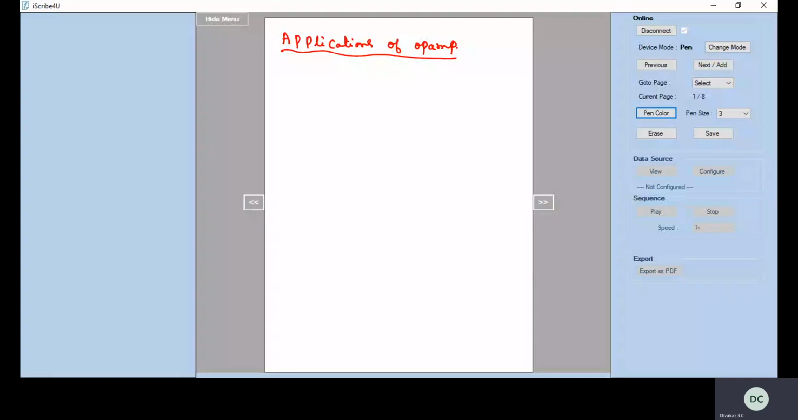Let us take now the applications of an operational amplifier. Some of the applications of an operational amplifier are inverting operational amplifier, non-inverting operational amplifier, integrator, differentiator, voltage follower, summer or adder. So first one, inverting operational amplifier.